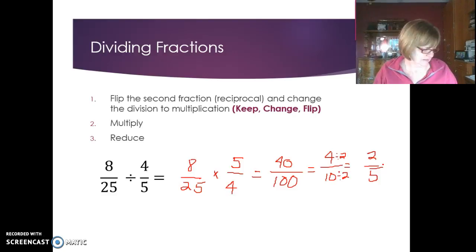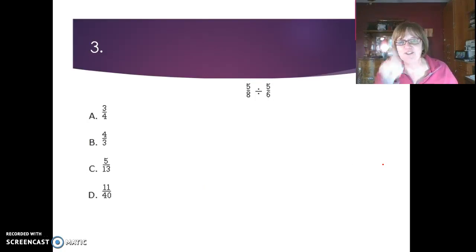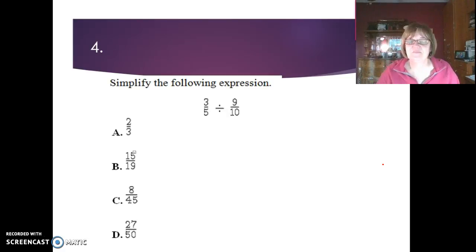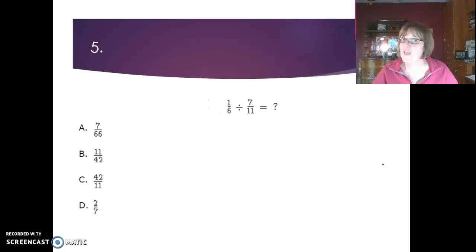Okay. So let's take a look at one for you to do. Don't forget to simplify. Okay, number 4. I got a bunch for you today. I want you to practice a lot. Don't forget to flip, okay? Keep, change, flip, and then simplify. Okay, number 5. Don't forget, keep, change, flip, simplify.